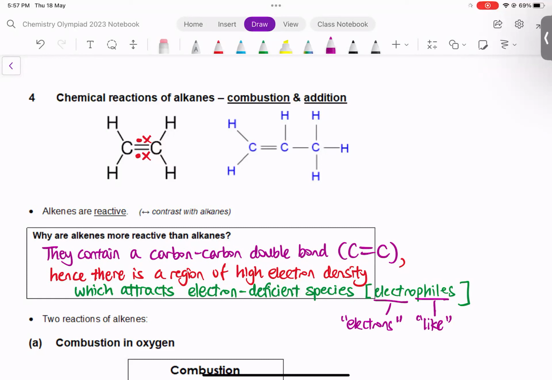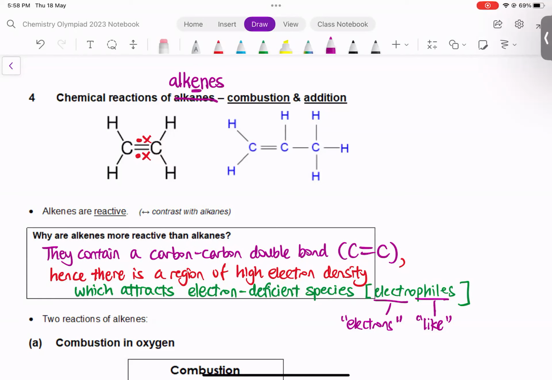So there are two basic types of chemical reactions of alkenes. Okay, can we correct this? Typo error is alkenes. Chemical reactions of alkenes. Okay, so we already know that alkenes are reactive because they contain a double bond between carbon atoms. This is a region of high electron density, which attracts electron deficient species like electrophiles.